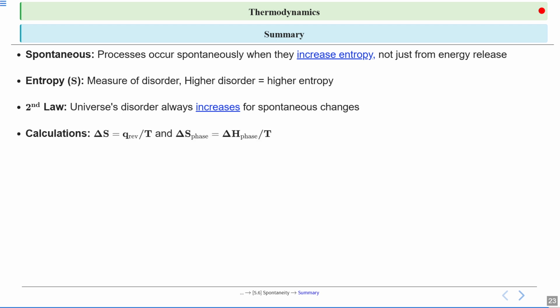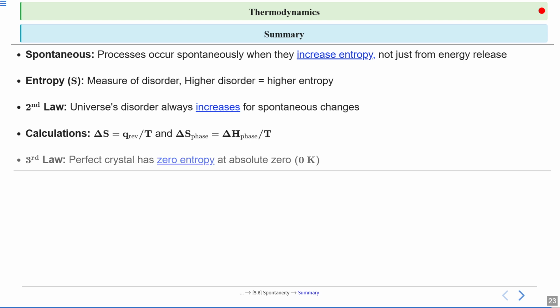Then next we saw the formulas for the calculation of entropy. First is Q reversible by T, and second is delta H vaporization by T, so we can have different situations. It can be vaporization, melting, or fusion, depending on the transformation we are looking at. And the third law is that for a perfect crystal where the temperature has reached 0 Kelvin, the system has 0 entropy.